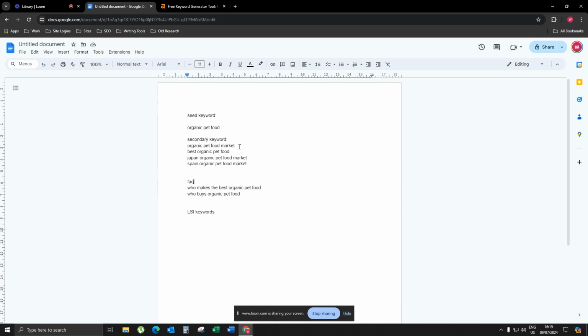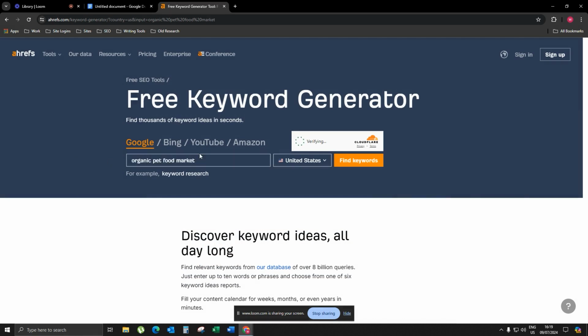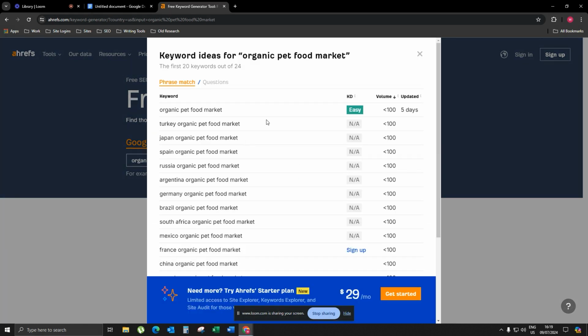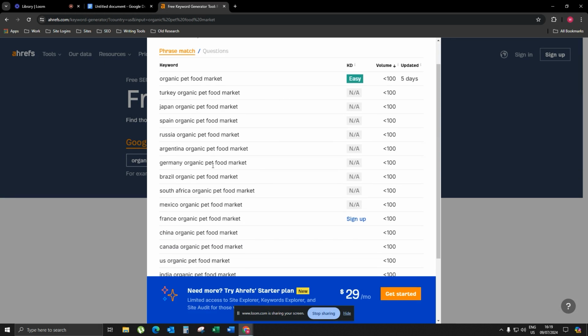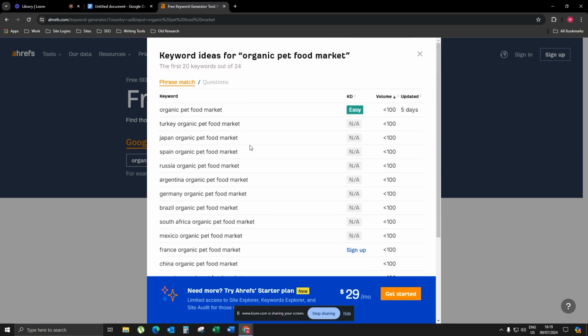Let's go with this keyword and put it back into the same tool and see what comes up. So all of these are less than 100, which means they are not ideal, and most of these are location specific. So this is probably useful for an article that is talking about the market in general, where somebody is researching the size of the market, and this would be a difficult thing to rank for. Does not have any questions.